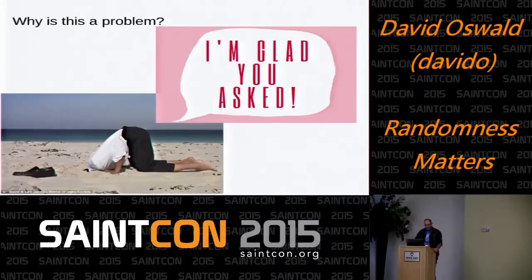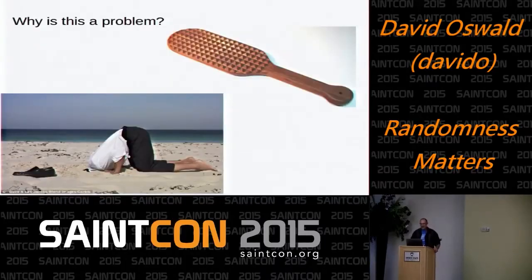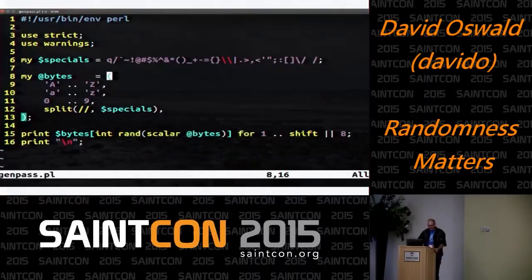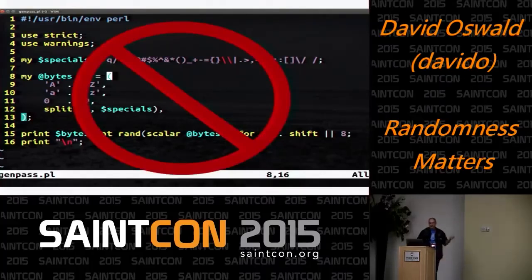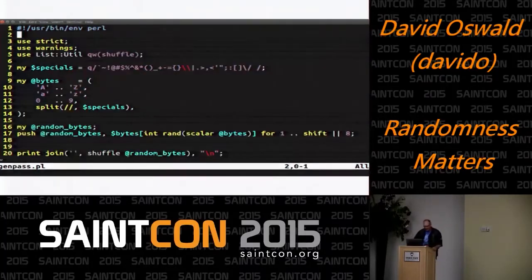So why is this a problem? I'm glad you asked, because you're going to get spanked if you're doing it the wrong way, or you're going to get owned, or whatever terminology you want to use. So what should we do? Well, should we just use rand and then shuffle? No, because that's using rand, okay? So we shouldn't do that. Here's what we should be doing.